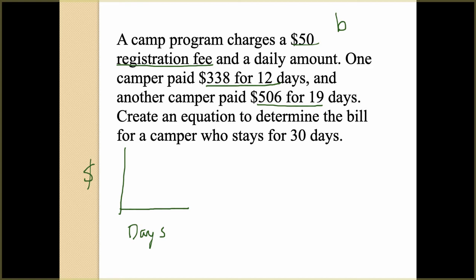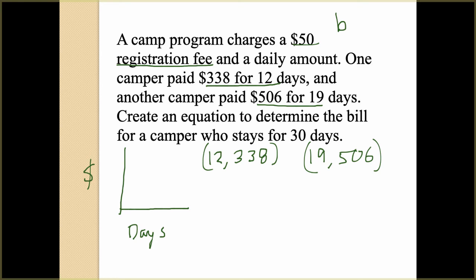So when you look at these, I am looking at 2 points. 12 days and $338 is the point (12, 338). 12 is our independent, 338 is our dependent. Our second point is 19 days and $506. Again, 19 is our independent, 506 is our dependent. So now we have 2 points, and we learned how to find slopes from 2 points earlier this chapter. So we are going to find the slope using these 2 points.